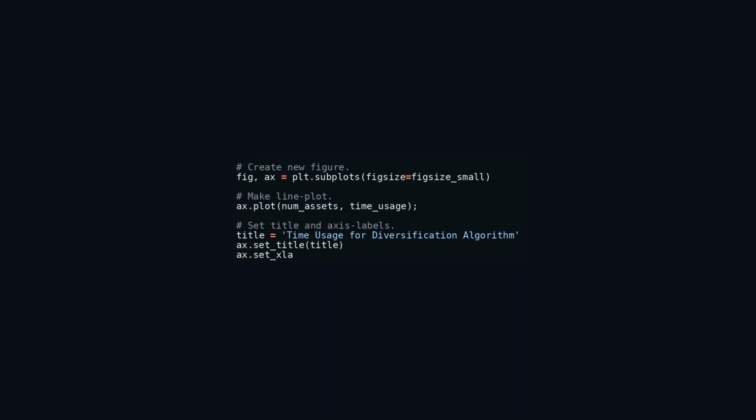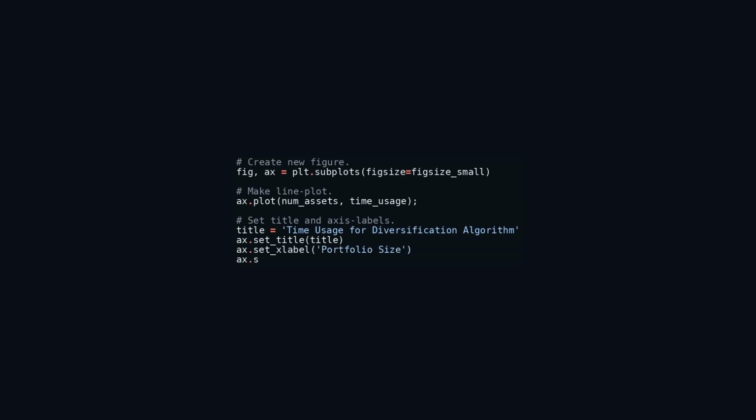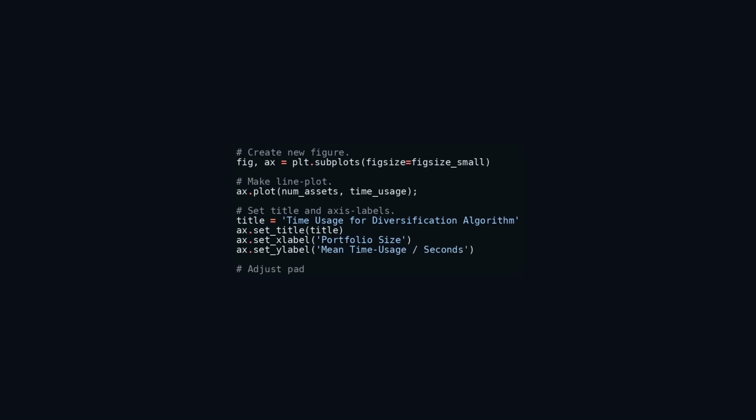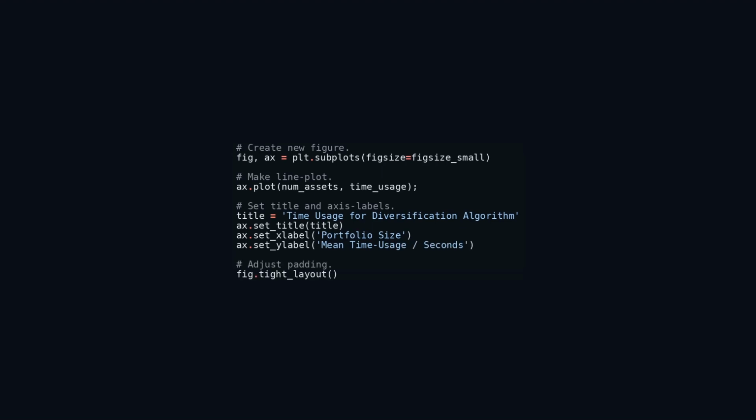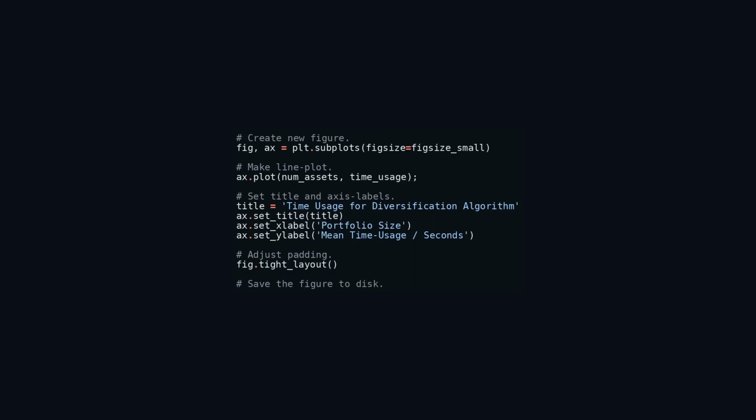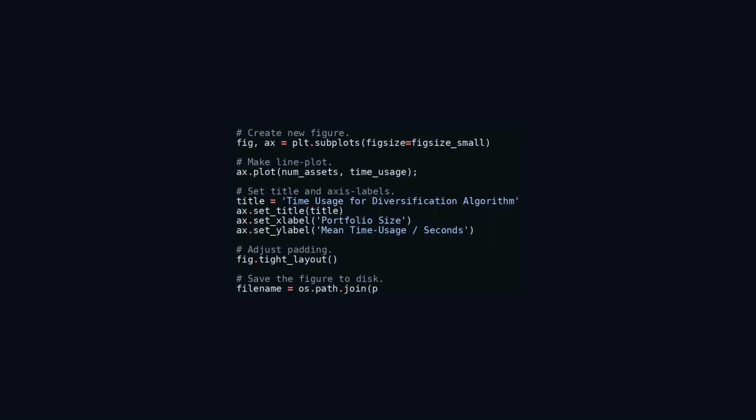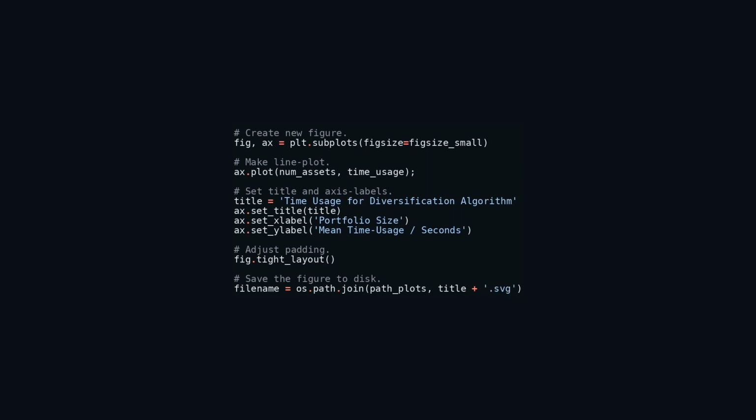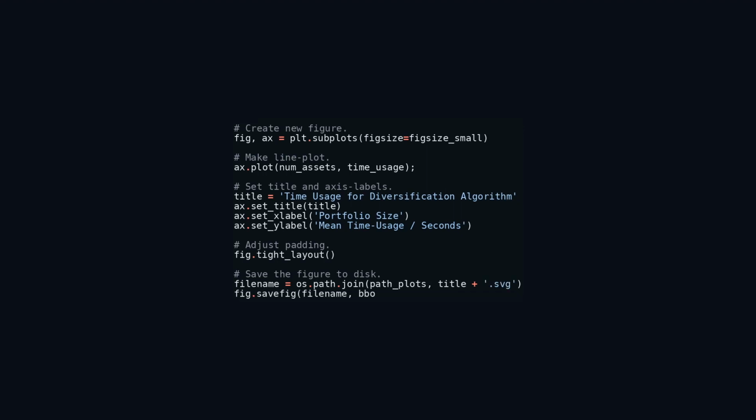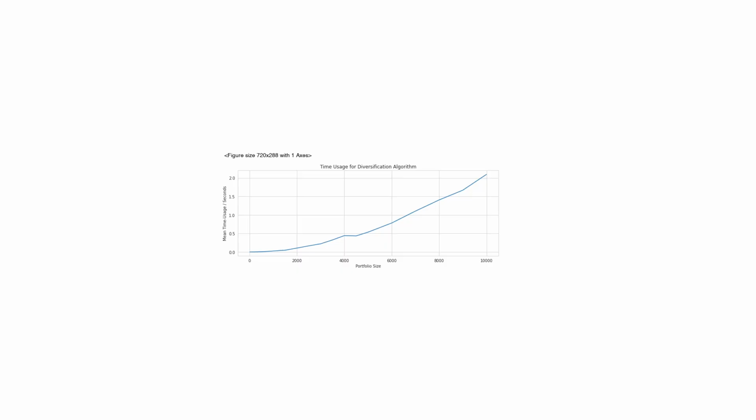First, plt.subplots generates a new figure and axis, then ax.plot plots the data on the axis. Setting the title and labels provides context to the plot, while fig.tight_layout adjusts the spacing to enhance the plot's appearance. Finally, fig.savefig saves the figure to disk as a CSV file. This code is vital for visualizing data using Matplotlib, enabling the creation of high-quality plots for analysis or presentation purposes. It aids in gaining insights into the data and effectively communicating findings.